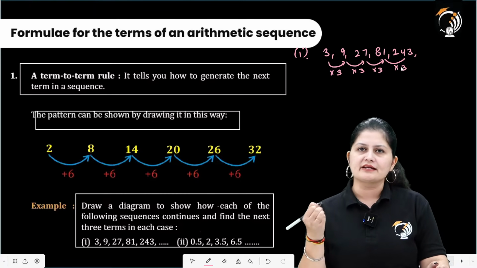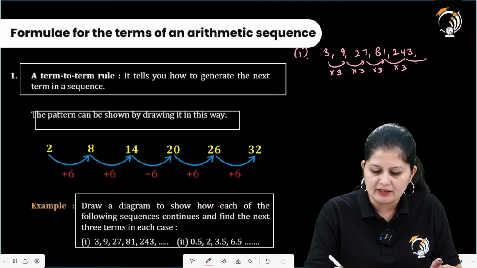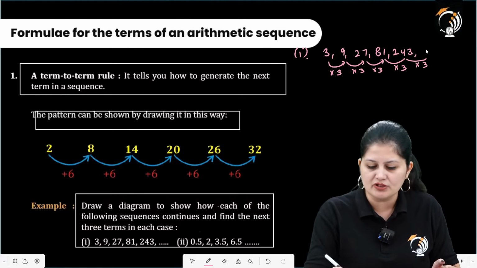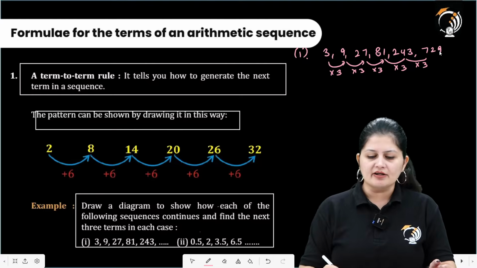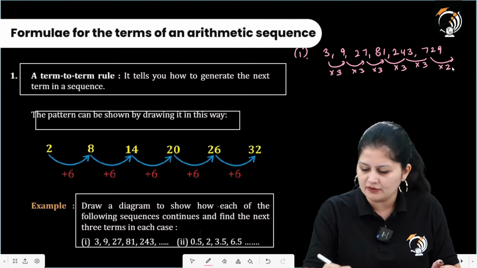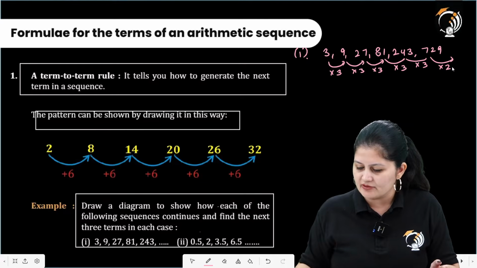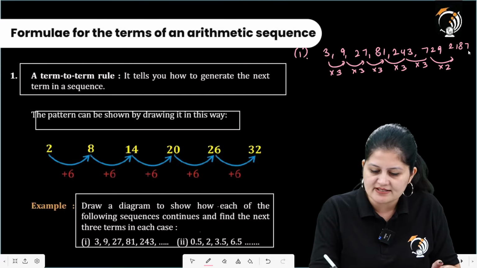So to get the next term, we follow the same thing. We multiply this by 3, and the term we get is 729, correct? Further, to get the next term, we again multiply by 3. Let's use the calculator: 729 multiplied by 3 is 2187 as the next term.